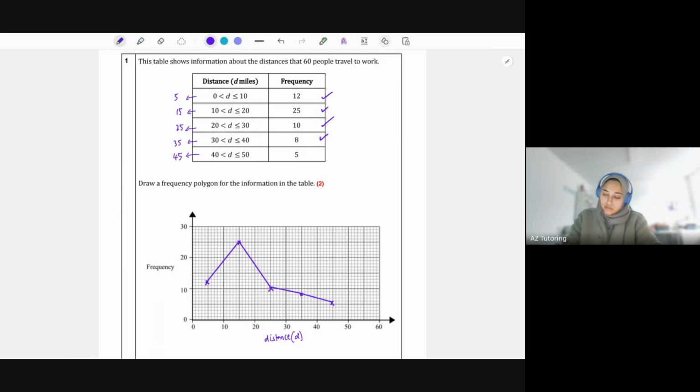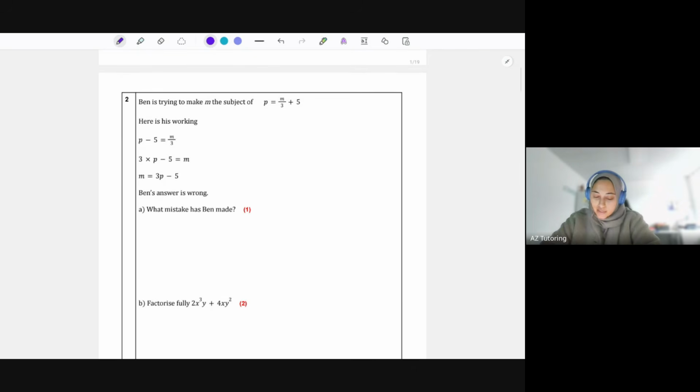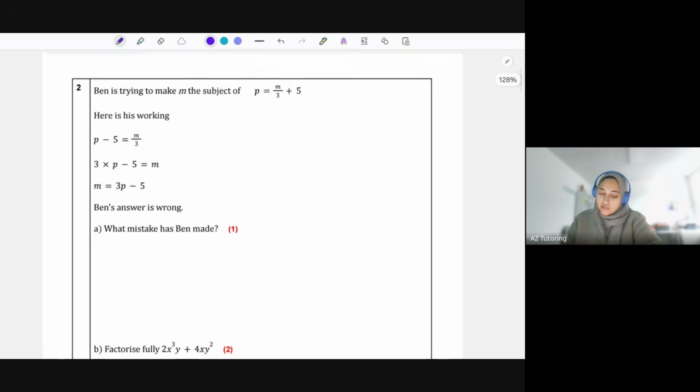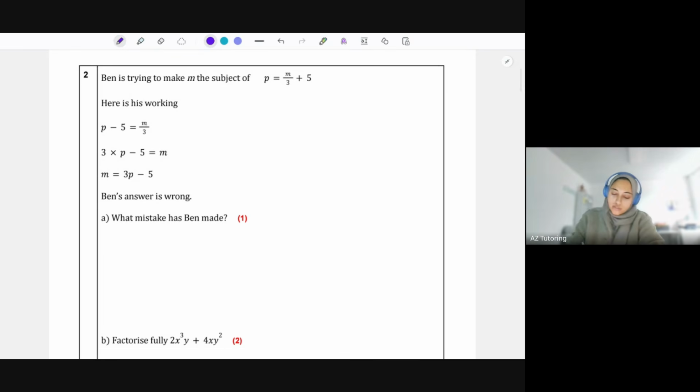Nice and simple 2 marker. Let's move on. Question 2. So Ben is trying to make M the subject of this here. So P equals M over 3 plus 5. His working out is here. Ben's answer is wrong. What mistake has he made for 1 mark?